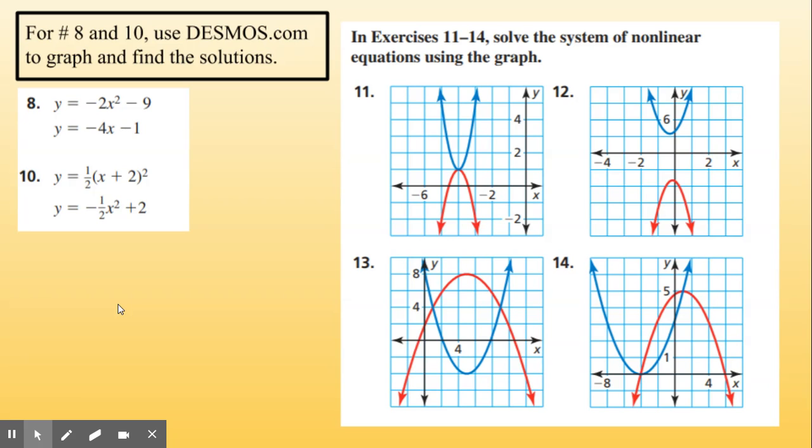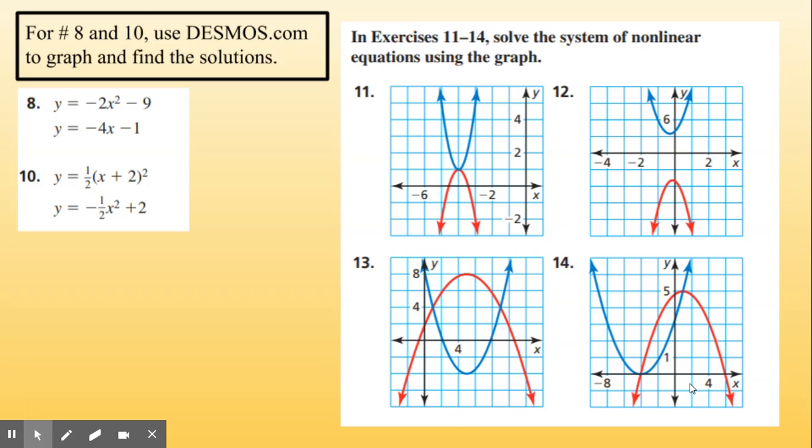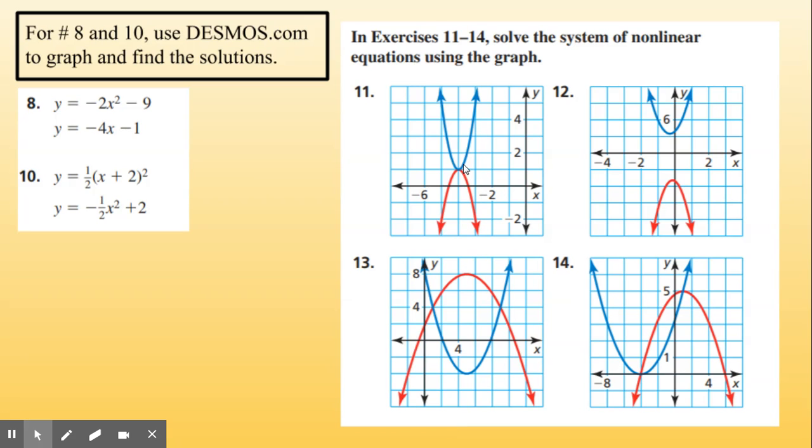Now, again, graphing is not our best option because if it's a decimal, we're not going to be able to actually figure that out visually, especially if we look at 11, 12, 13, and 14. But it is a useful tool to help us check our work to see if we were at least in the right places. All right, so just by looking at 11 through 14, because these are already graphed, where the blue and red meet, in 11, it's going to be at 1 point, and that point would be (-4, 1).